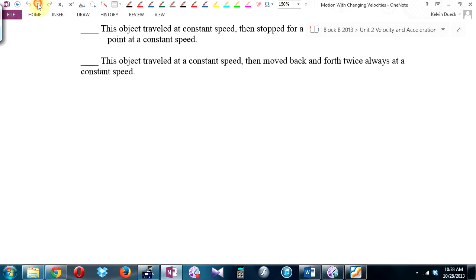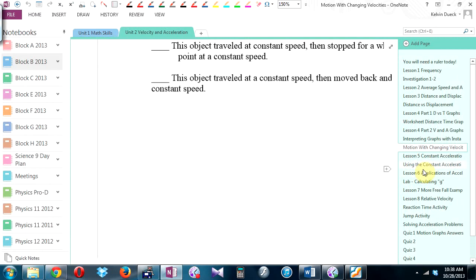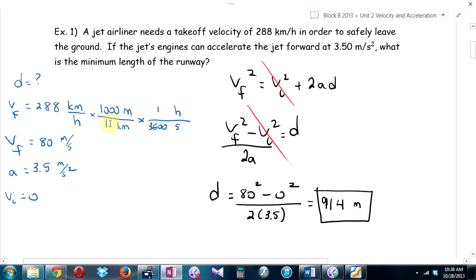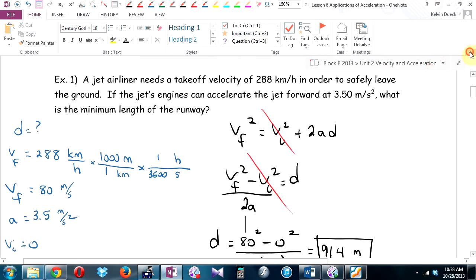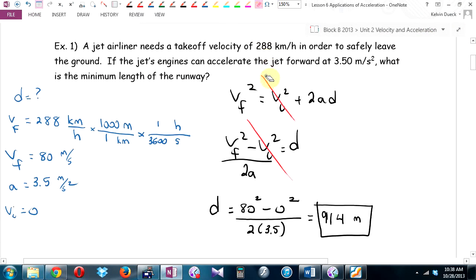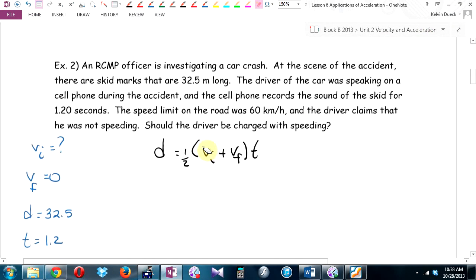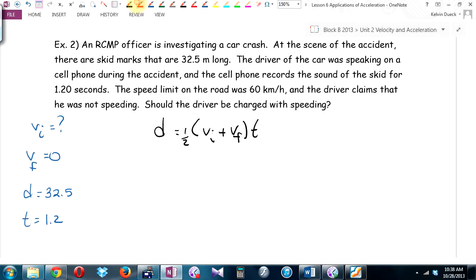Whoa, what happened there? Went back to the other sheet. Come back. Lesson 6. We're back. So we can do that, which I think modifies this equation into d equals 1/2 VI t.